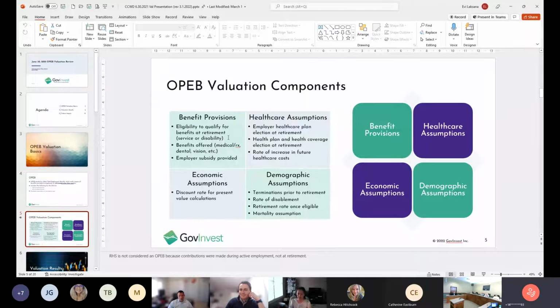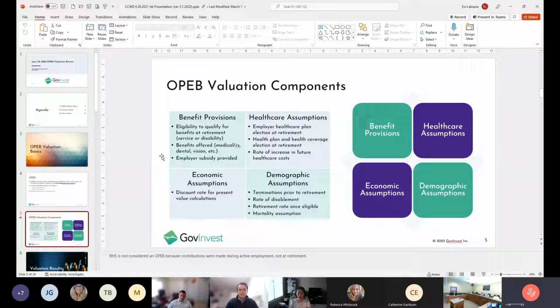When you look at OPEB valuation components, when we do evaluations, there are essentially 4 different components in this valuation. The first one is the benefit provisions, which is really everything about the plan, like when somebody is eligible for benefits, what kind of benefits are offered, and how much the district pays for these benefits. That is the benefit provision. This is something that you would have to provide to the actuary so that they can value the appropriate benefit.